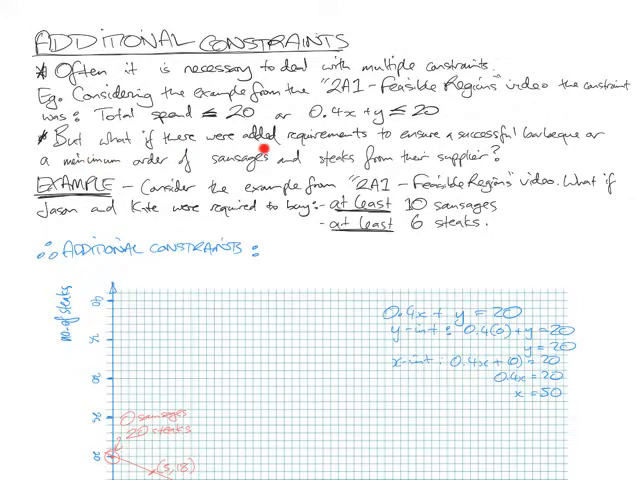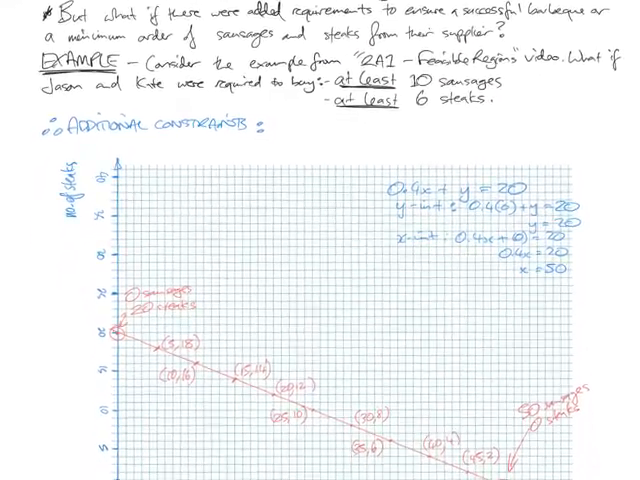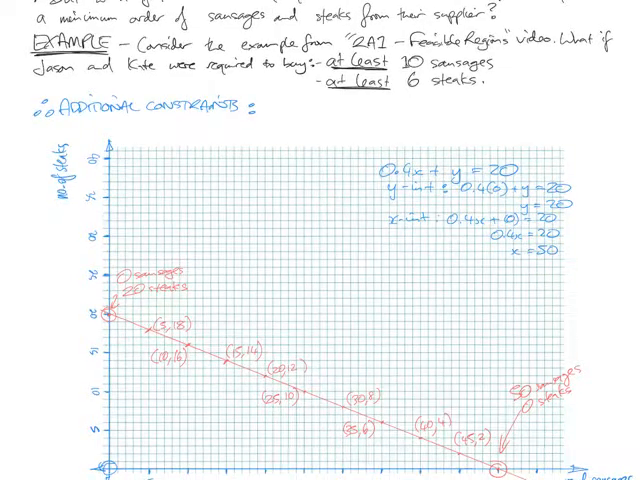But what if there were added requirements to ensure a successful barbecue from that example, or let's say there was a minimum order of sausages and steaks from their supplier? So we're going to add some more constraints to this particular problem. For example, using that same example, because this graph was already hard enough to draw, what if Jason and Kate were required to buy at least 10 sausages and at least 6 steaks? This results in 2 more constraints to what we had before.